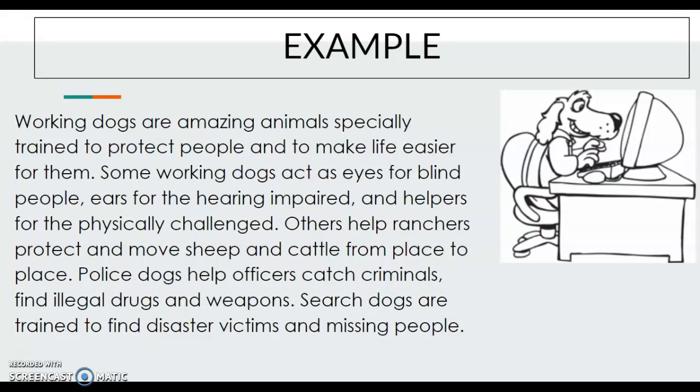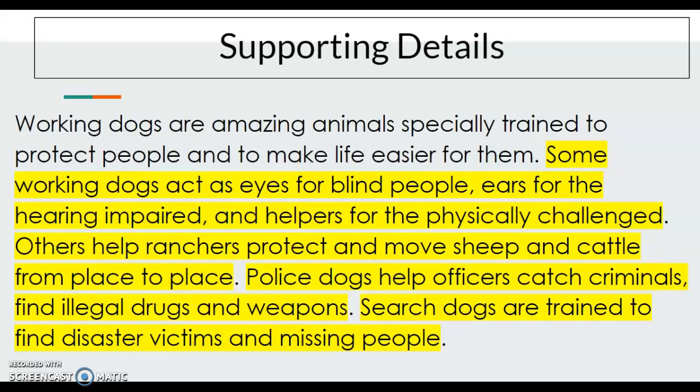So I know that the main idea of this text is about working dogs and how they are amazing animals that are specially trained to protect people and to make life easier for them. Now I need to think about what details in the text support that main idea. Some working dogs act as eyes for blind people, ears for the hearing impaired, and helpers for the physically challenged. This sentence supports how some dogs are specially trained to protect and make life easier for people.